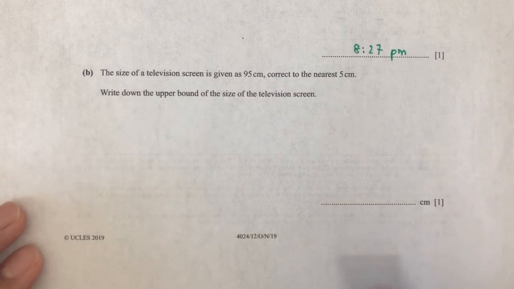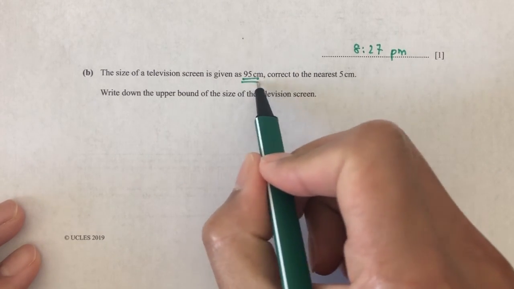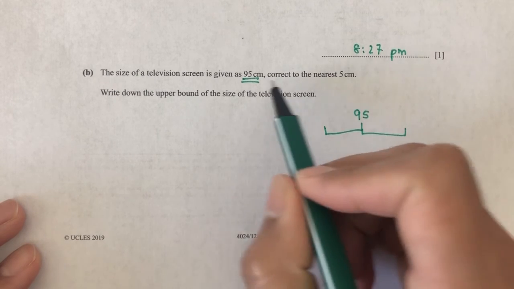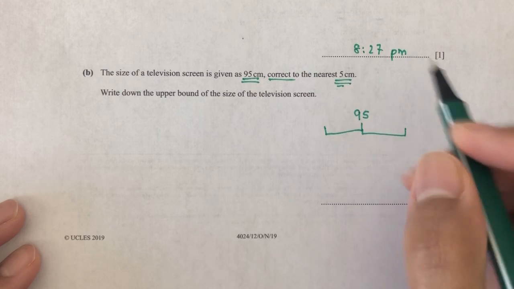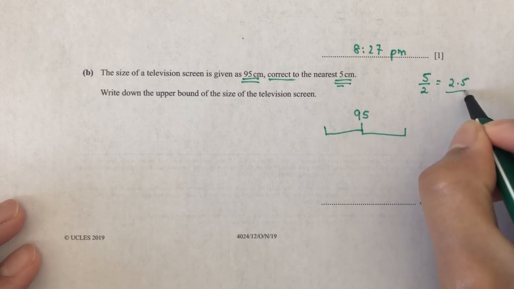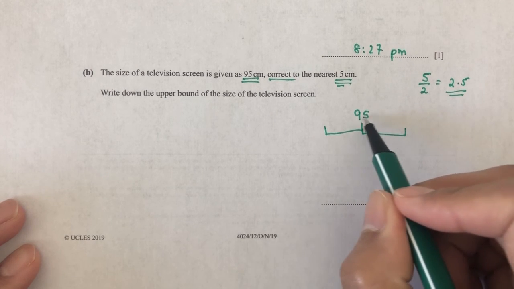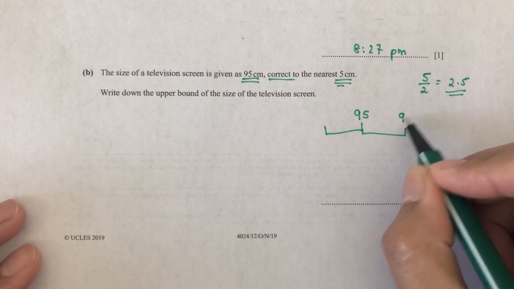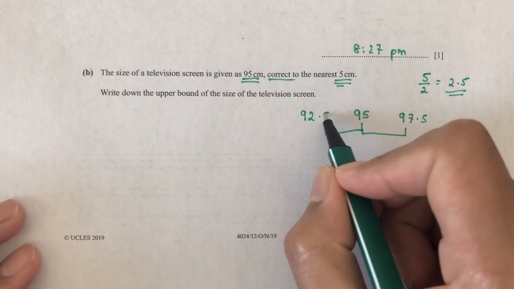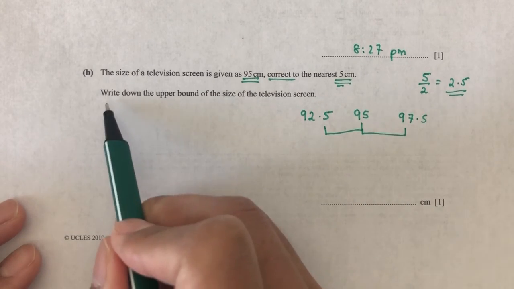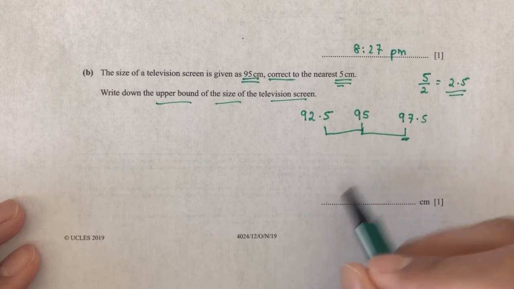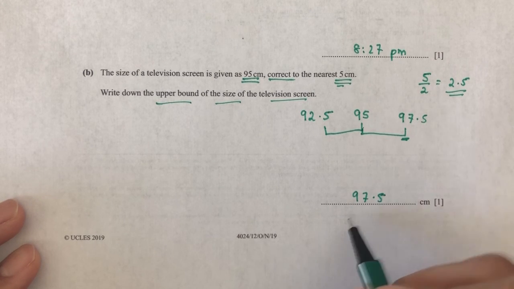Now for part B. The size of a television screen is given as 95 centimeters, and it is correct to the nearest 5 centimeters, which means we have to do 5 divided by 2, and we have 2.5. So the upper bound will be, we add 2.5, which will be 97.5, and for the lower bound we minus 2.5 and get 92.5. The question is, write down the upper bound of the size of the television. So what is the upper bound? It will be 97.5, and this is the answer for part B.